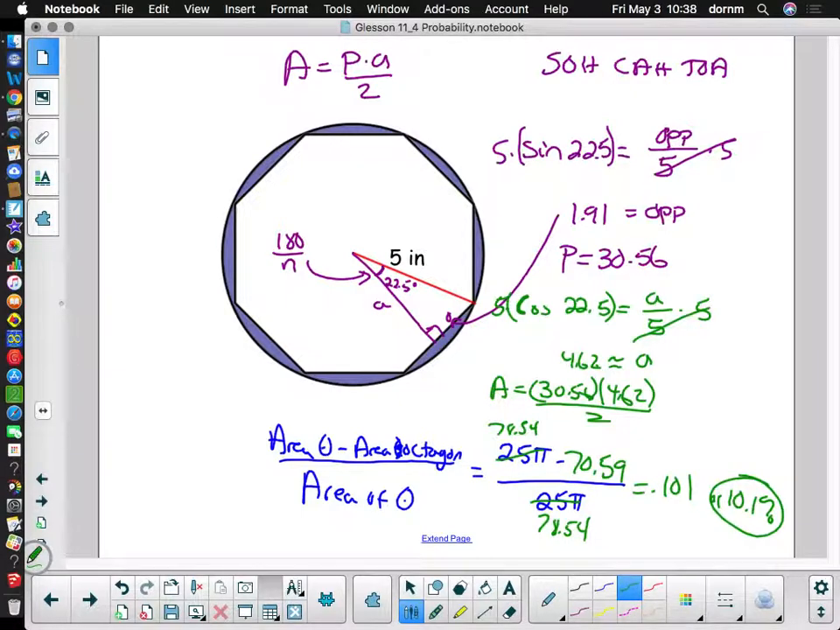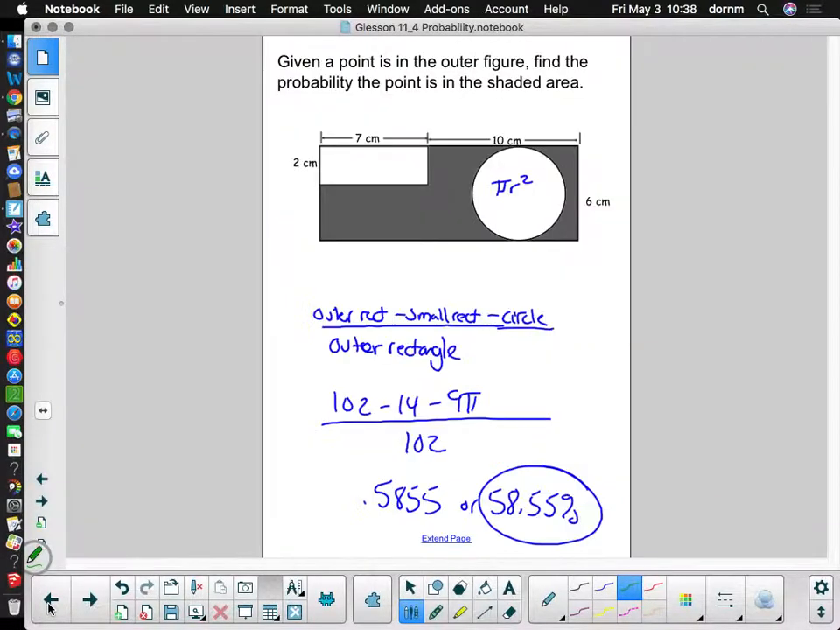So the circle part was easy. The hexagon part was a little more challenging. Here, there wasn't anything that was super challenging. We did have to remember our area formulas. That's why they put this section where we did this here, because it's a great review of area formulas.